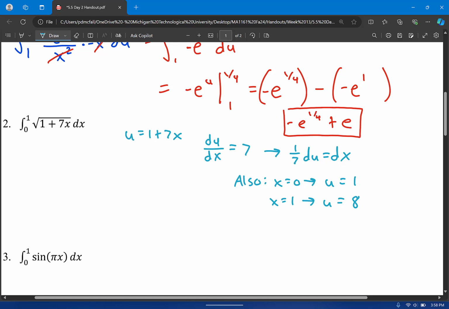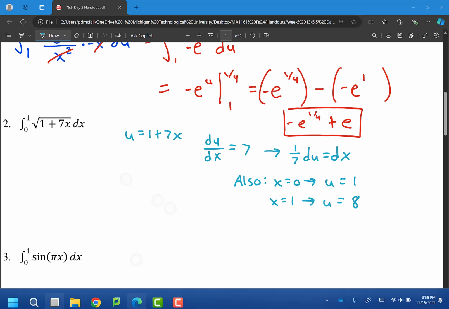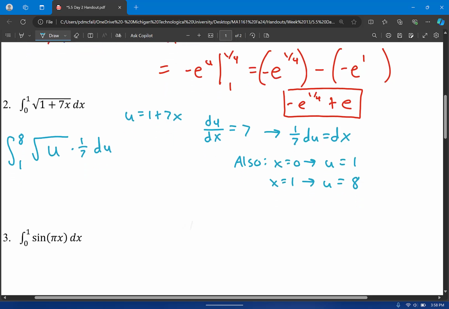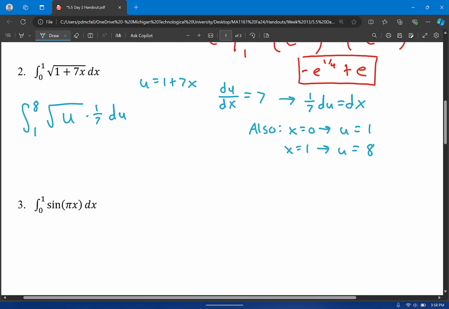All right, we have everything we need to do our substitutions. This integral can get transformed into the integral. Instead of x equals 0 to 1, we now have u equals 1 to 8. Instead of 1 plus 7x, we have u, so the square root of u now. And dx we found to be 1/7 du. All right, so we transformed a messy integral into a simpler one through substitutions. Right? We replace things that are equal to each other, so we're not changing the final answer.